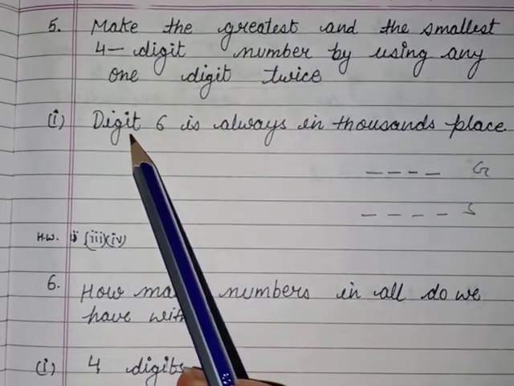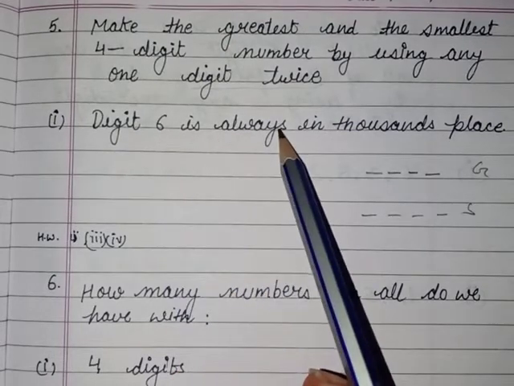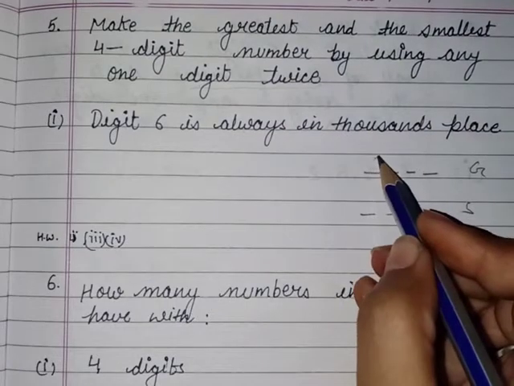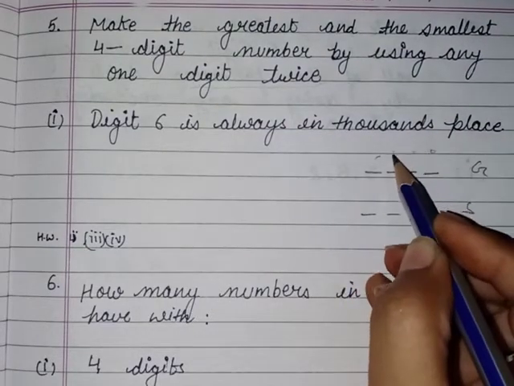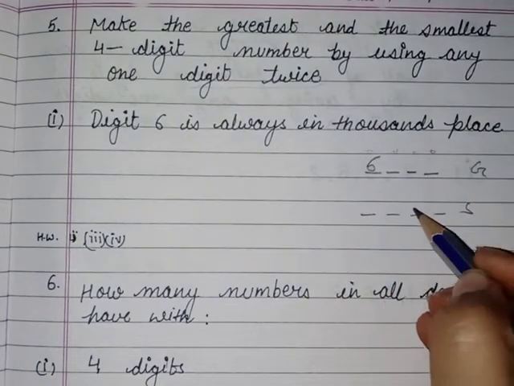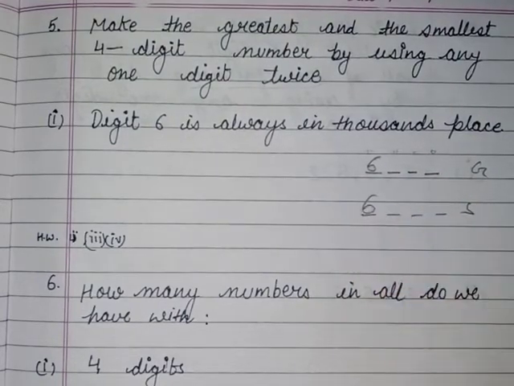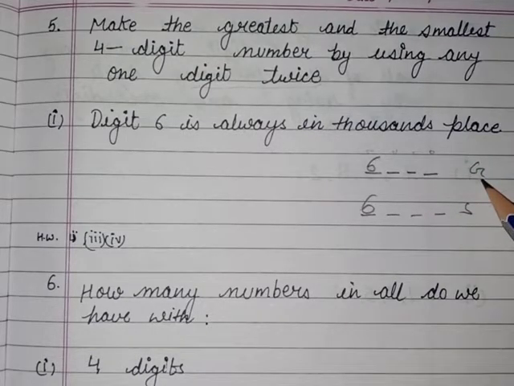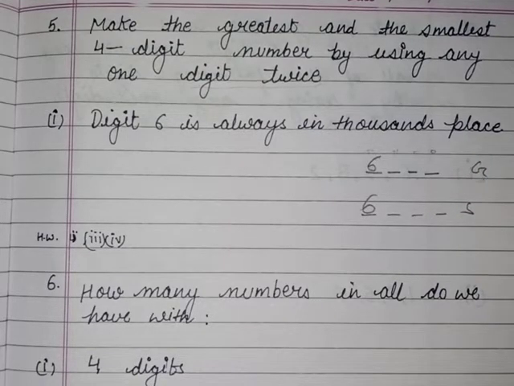Okay. Digit 6 is always in thousands place. They said 6 हमेशा कहाँ होगा? Thousands place पर होगा. Ones, tens, hundreds, thousands. So 6 will be at this place. Now to form the greatest number, you will use the greater digits. Okay, आप greater digits use करेंगे.